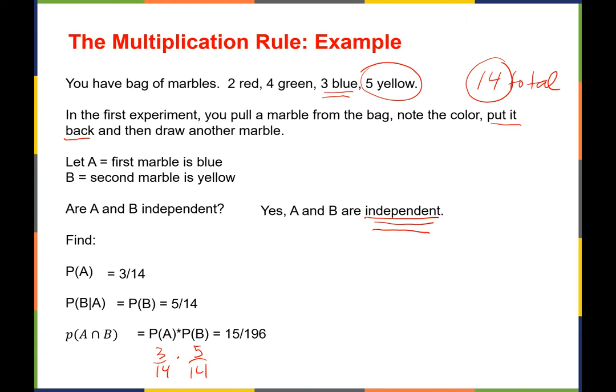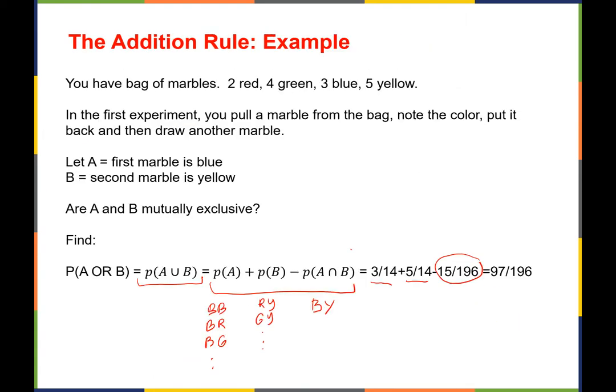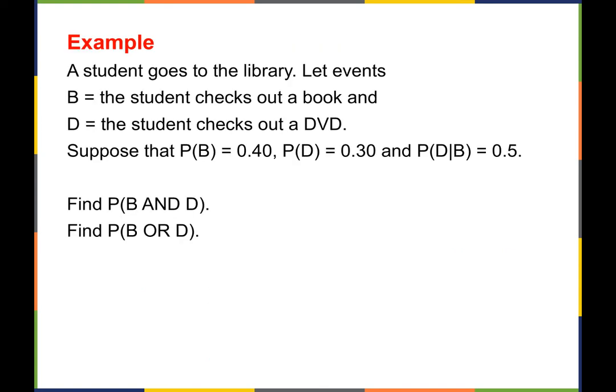We know how to calculate that. You could calculate it again if it was another problem. All right, so we're going to subtract 15 in 196 that we calculated from before. That's the probability of A and B both occurring. And we can use our calculators or however you want to do your math here. That turns out to be 97 in 196. All right, so that's an example of the addition rule.